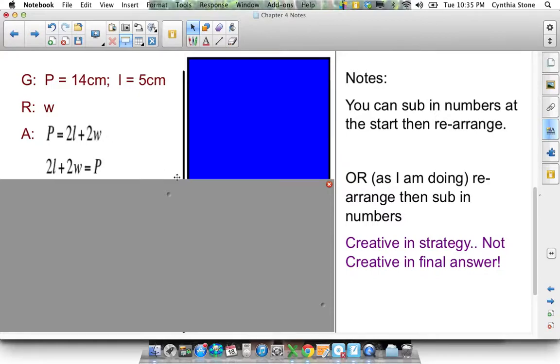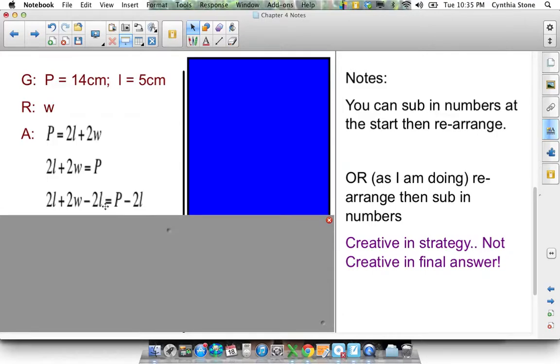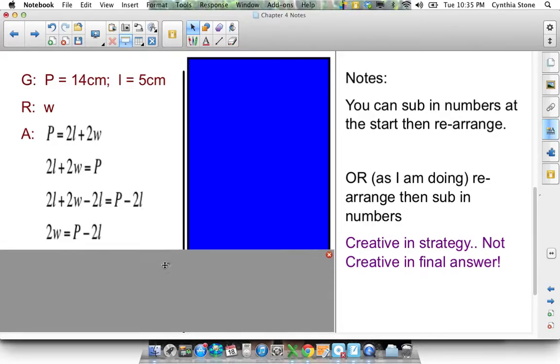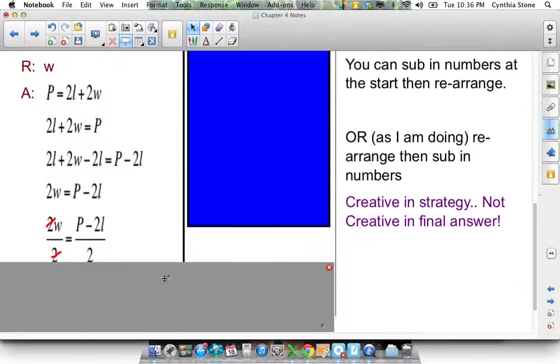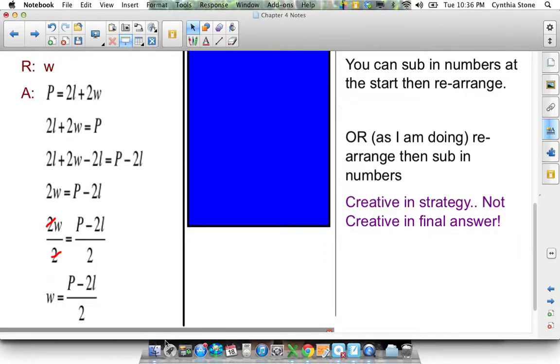But it doesn't have to be that way. Same step again. I put the side with the W on the left, so I just rewrote the equation. Now, I have to get W by itself, so first I have to get rid of this term. So subtract 2L from both sides. So 2L minus 2L is 0, so then I end up with 2W equals P minus 2L. Now I get W by itself, so divide both sides by 2 to get W by itself. And that ends up being my equation. W equals P minus 2L over 2.